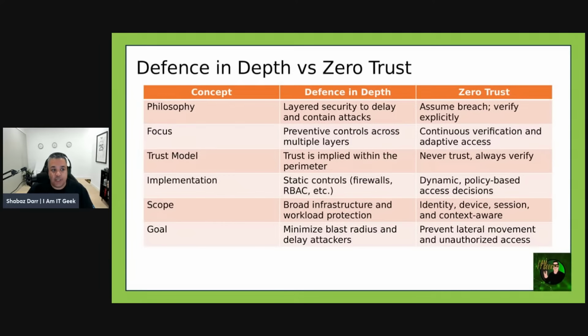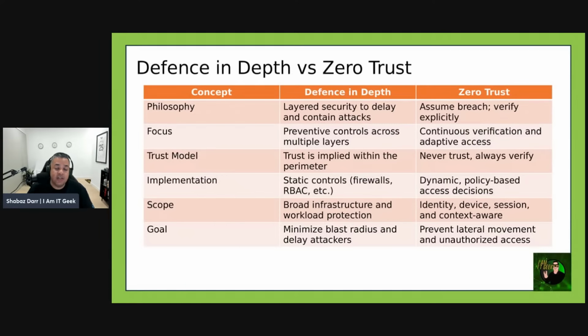So let's talk about limitations. Often it assumes a trusted internal network, which is different obviously from zero trust. It may not account for identity-based attacks or cloud-native threats either. And it can be static and slow to adapt to modern attack vectors.